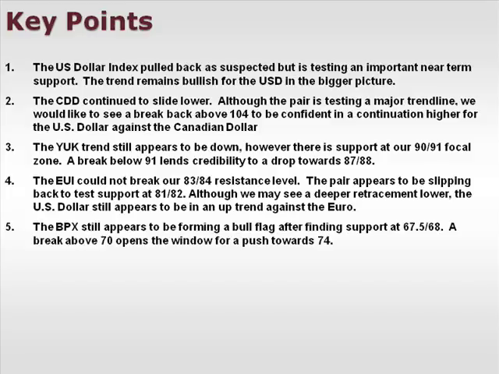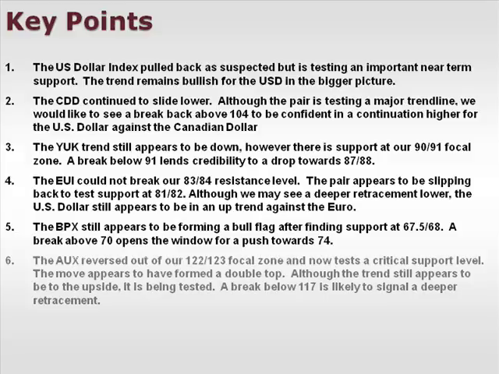The BPX still appears to be forming a bull flag after finding support at 67.5, 68. A break above 70 opens the window for a push towards 74. The AUX reversed out of our 122-123 focal zone and now tests a critical support level. The move appears to have formed a double top. Although the trend still appears to be to the upside, it is being tested. A break below 117 is likely to signal a deeper retracement.